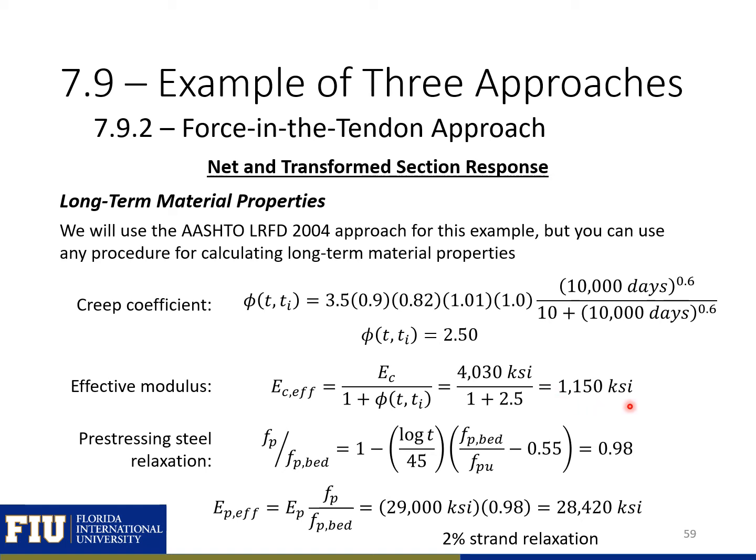We also need to find our pre-stressing steel relaxation. And again, we'll use an equation from the AASHTO LRFD 2004 approach to find that we'll have about 2% strand relaxation. So we can take this 0.98 times our strand modulus to get our effective modulus of 28,420 ksi.